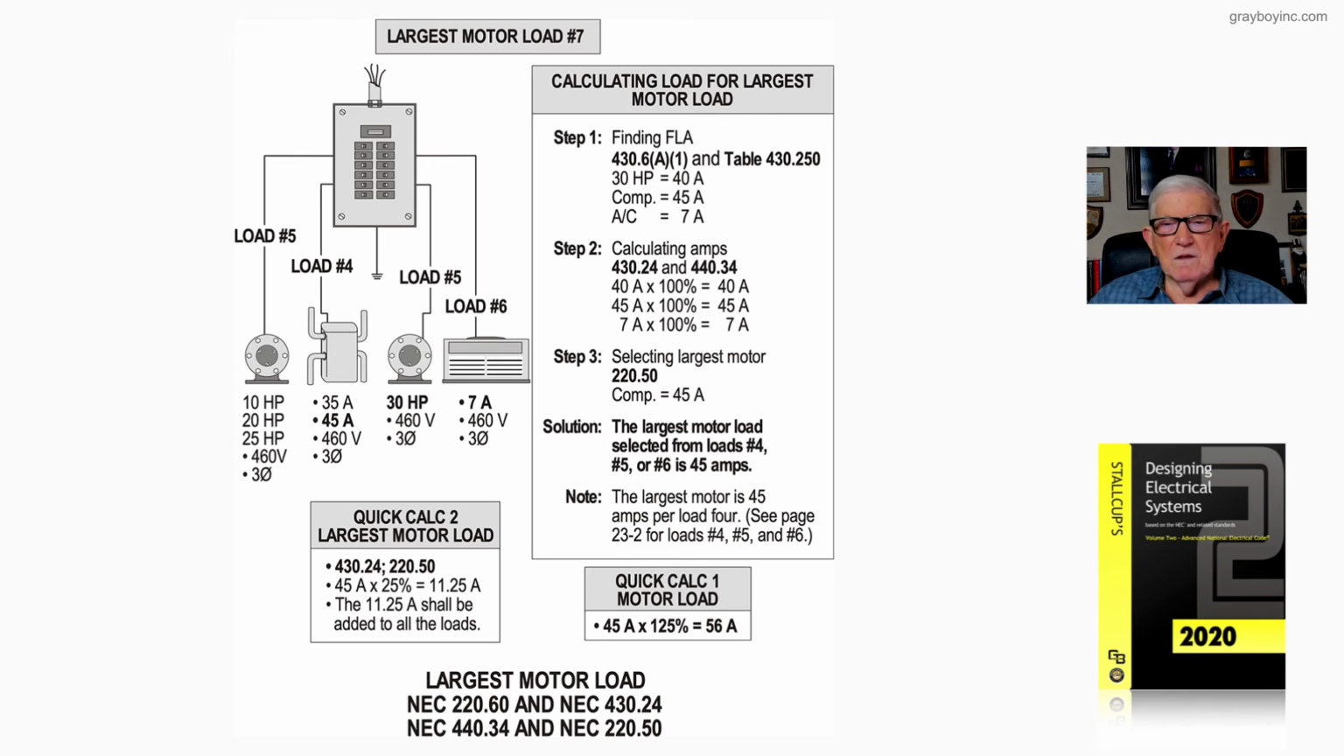So we would come in then and the solution, our largest motor would be from load number 4 there. And so the largest motor is 45 amps, and of course that's in load 4. And then, of course, 23-2 for loads 4, 5, and 6. We could look those up on those page numbers from Stallcup's Electrical Design Book, Volume 2, looking at your chapter 23. But this figure 23-16 is just illustrating how to determine the largest motor using the 7-load concept.